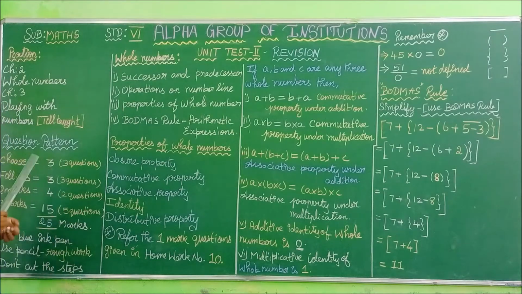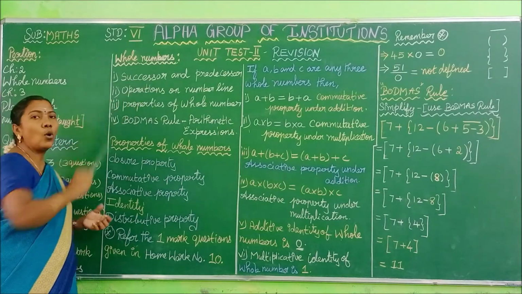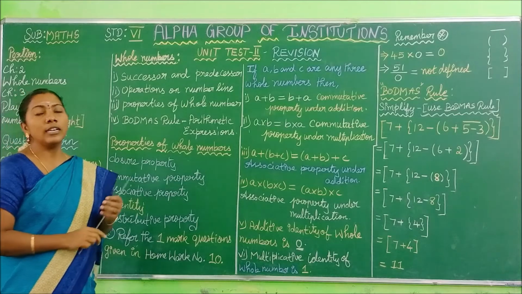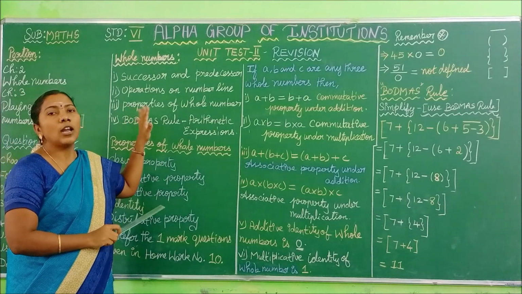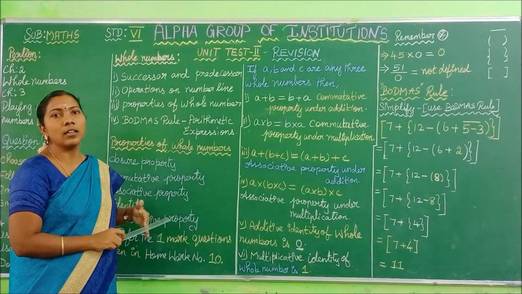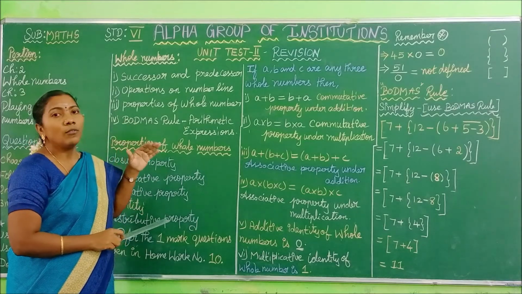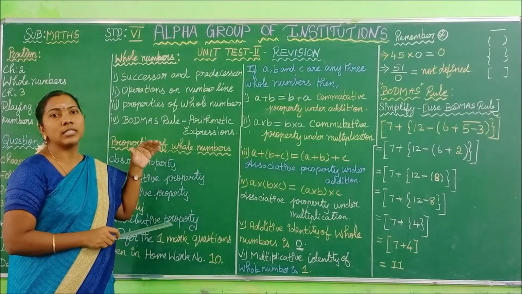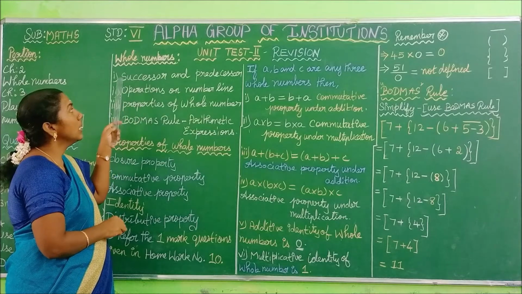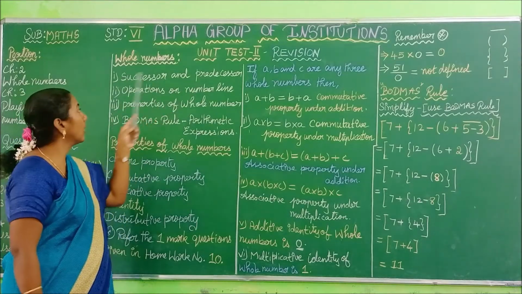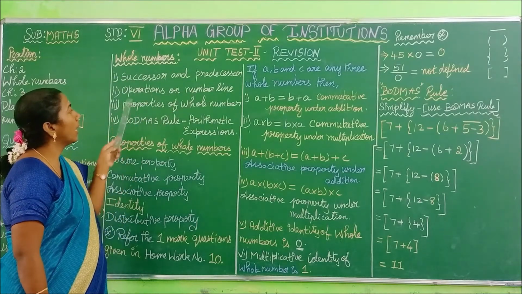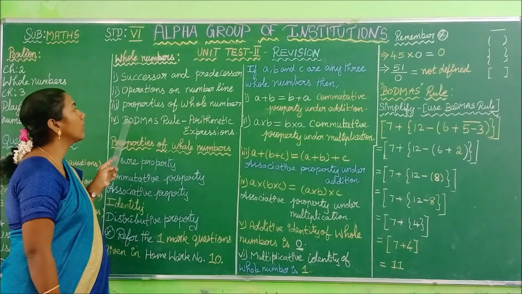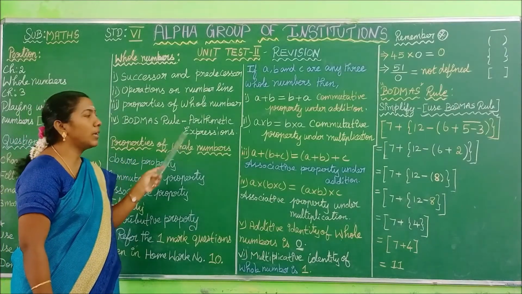First, we are going to discuss the chapter whole numbers. We have already seen this chapter, and now we are going to revise it. What are the concepts we have discussed in the chapter whole numbers? Successor and predecessor, operations on number line, properties of whole numbers, and BODMAS rule for arithmetic expressions.